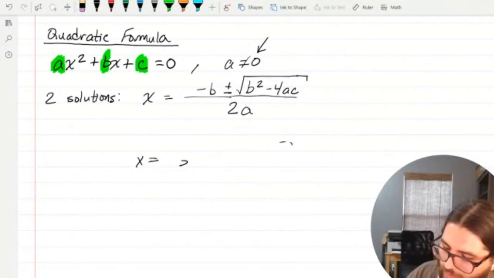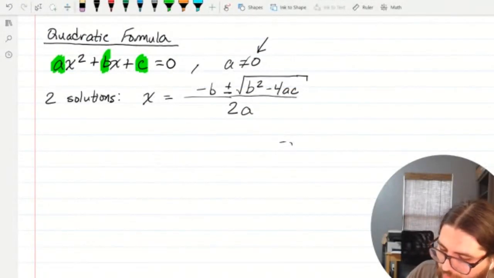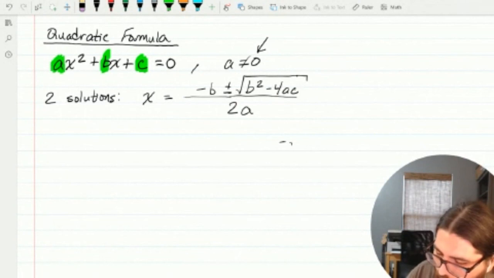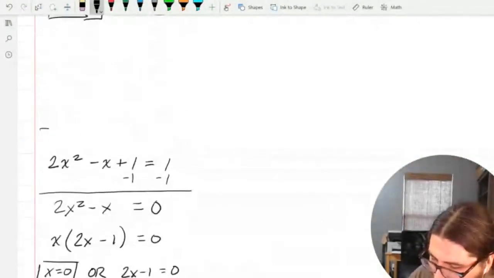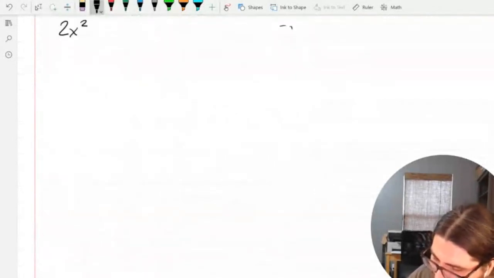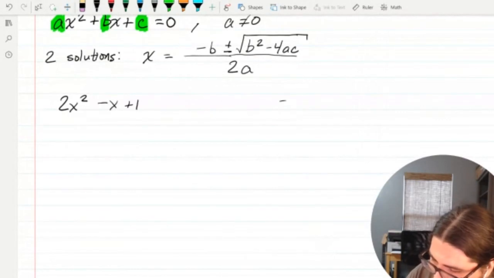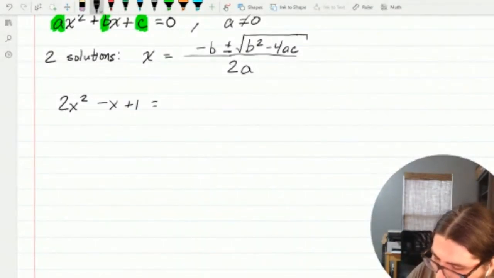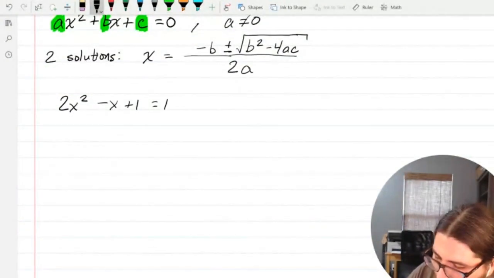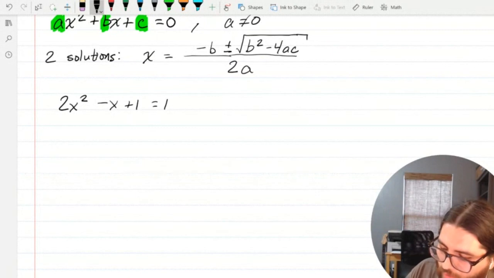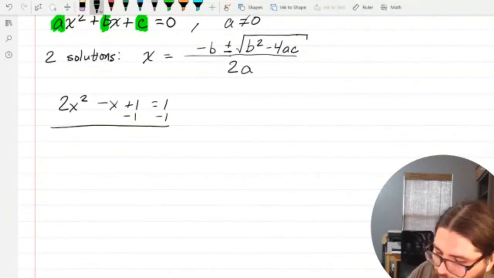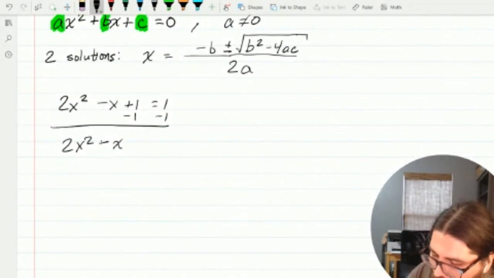I'm going to erase that really quickly because I want to go back and do the example from earlier. 2x squared minus x plus 1 equals, no, it was equal to 1. There we go. I'll go ahead and now subtract 1 from both sides, just the same way I did before.